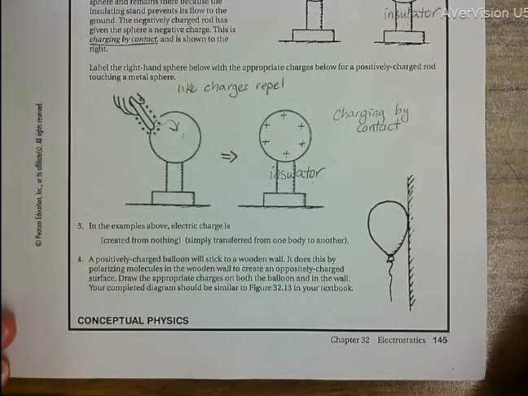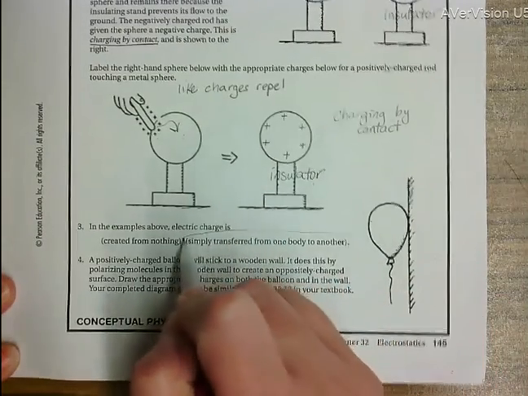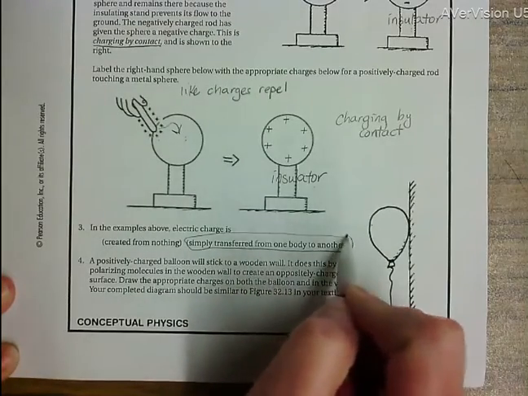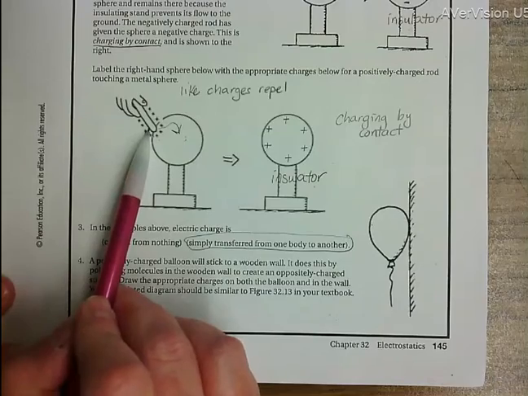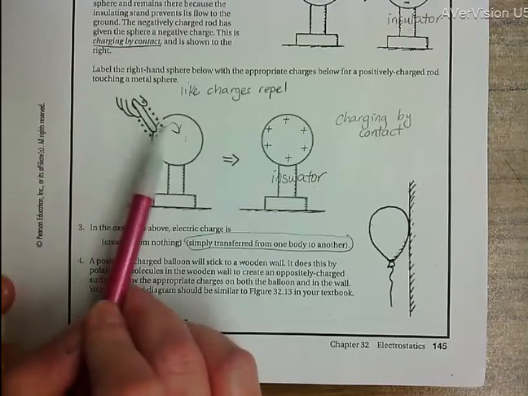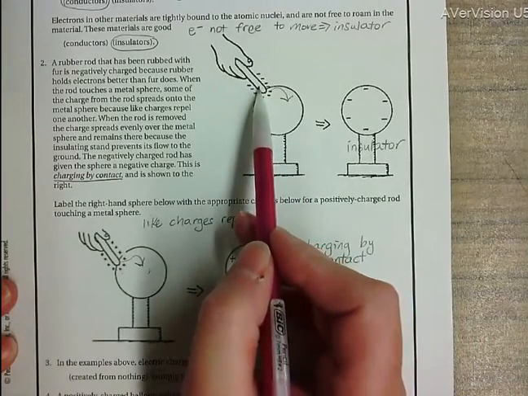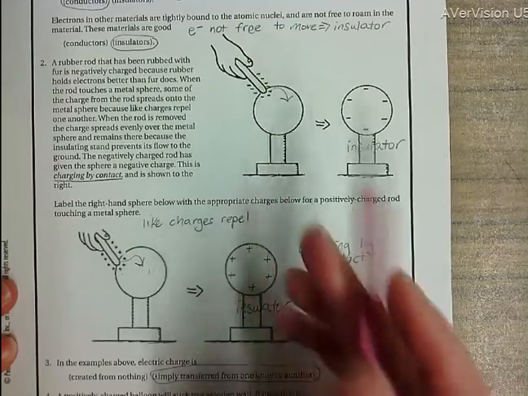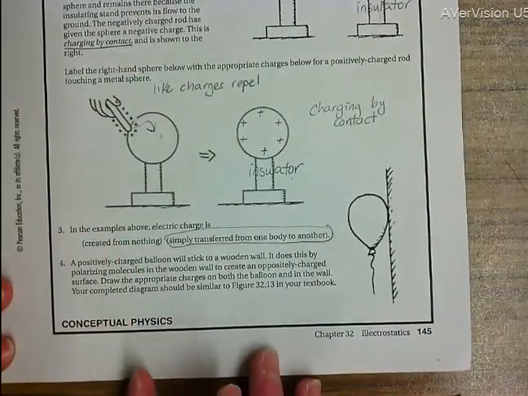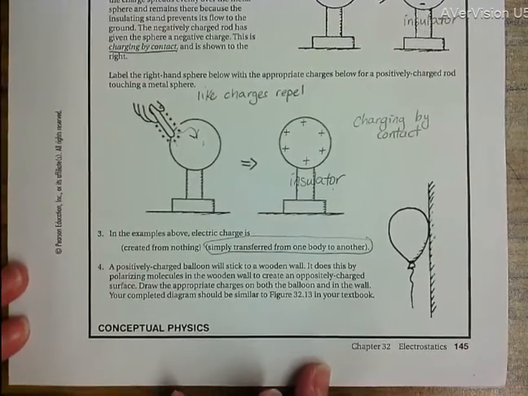In the examples above, electric charge is simply transferred from one body to another. Okay, so again, we had the electric charge move from this positively charged rod onto our metal sphere, and we had our negative charge move from this negatively charged rod onto this sphere. So the charge is just transferred from one body to another.